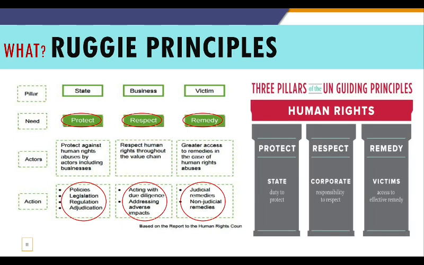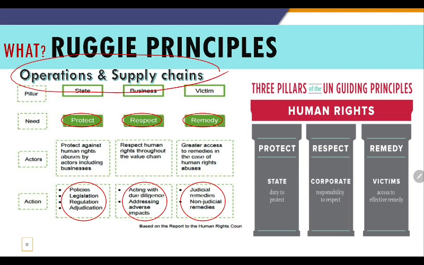So these are the three pillars of the UN Guiding Principles, looking at the duty to protect, responsibility to respect, and access to effective remedy, to make sure that the operations and supply chain of the organization do not infringe upon the rights of others.